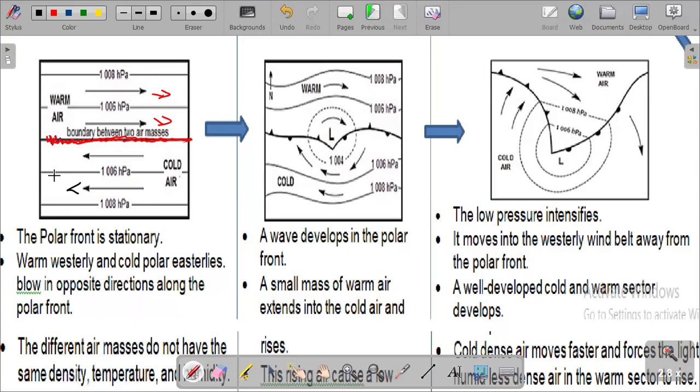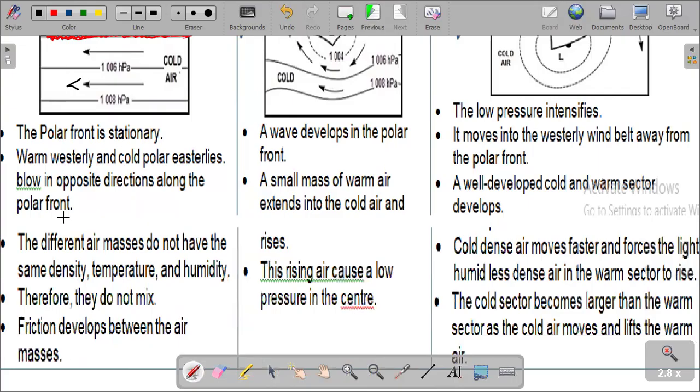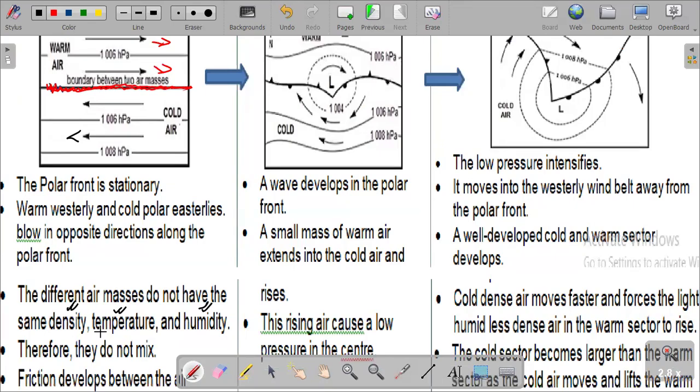The different air masses do not mix. They do not have the same density, they do not have the same temperature, and obviously the humidity is different. So the air masses differ in various properties: the density, which is the weight of the air mass, the temperature, the humidity, and the amount of water vapor they carry. Therefore, they do not mix, and friction develops between the two air masses, as you can see there.